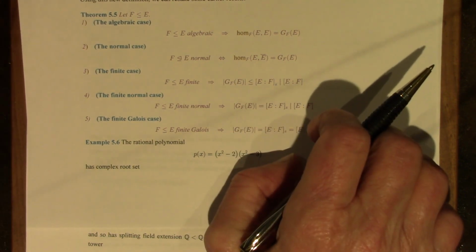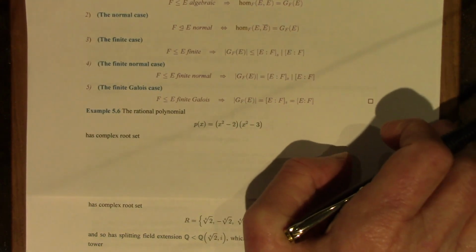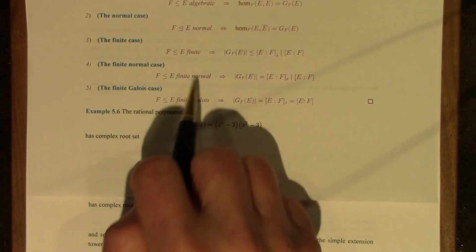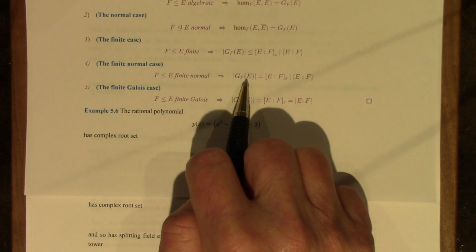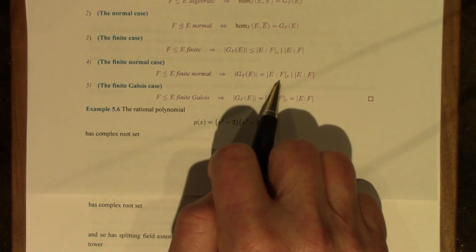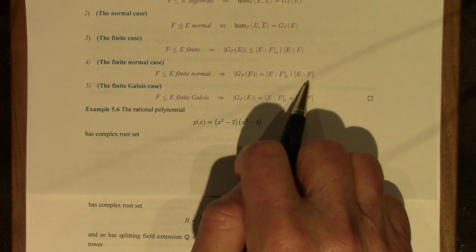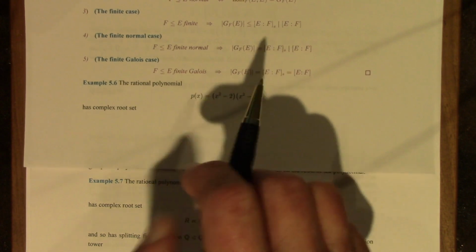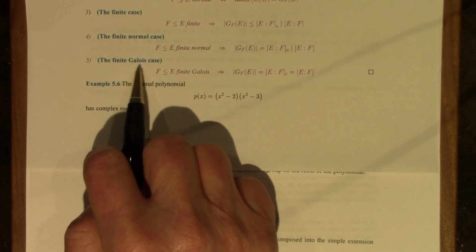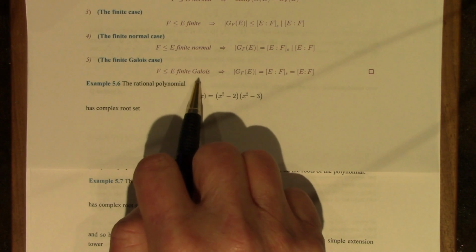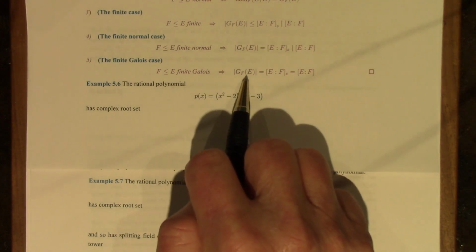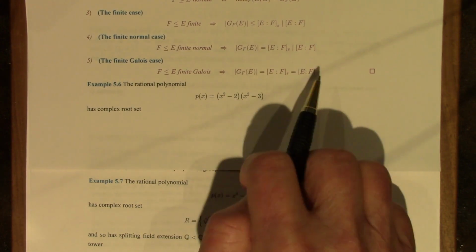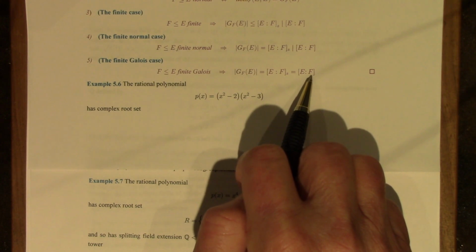All this is old news. It's just couched in the language of Galois groups. FE is finite normal implies that in fact the size of the Galois group is equal to the separable degree, which again divides the full degree. If FE is finite Galois, it implies the size of the Galois group is equal to the separable degree, which is equal to the degree of E over F.